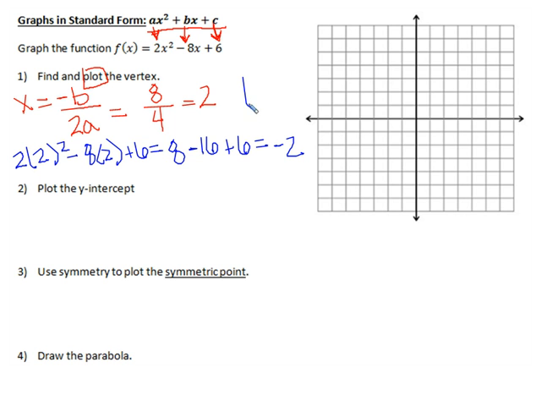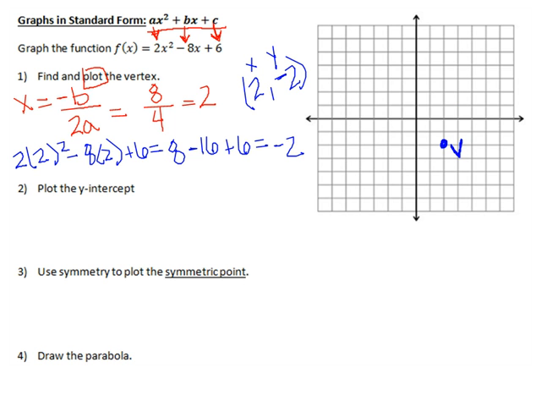All right, so I have an x value of 2 and a y value of negative 2. So there's my ordered pair, x comma y. Let's plot that somewhere on our graph. 2, negative 2, somewhere right there. And maybe let's label this as v. Okay, so we know that's our vertex. All right, so we did step number 1.